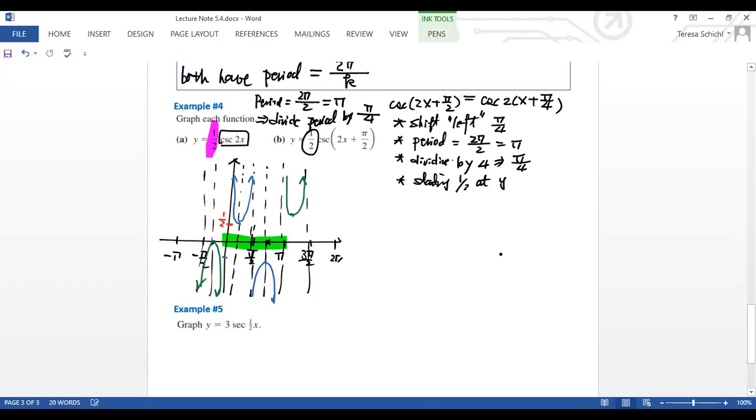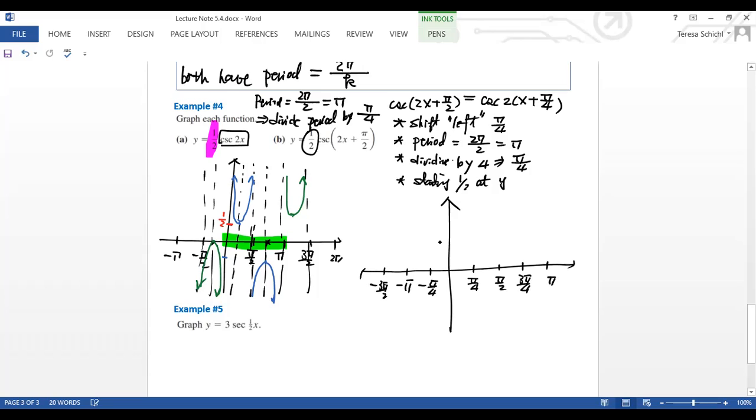Okay, so now let's see if we can get this one down here. Always remember your parent functions, right? Okay, so here it's pi over 4. So shift by pi over 4. So let's okay, so this is pi over 4. This is add pi over 4. This is pi over 2. This is 3 pi over 4. This is pi. This is negative pi over 4, negative pi, negative 3 pi over 2.